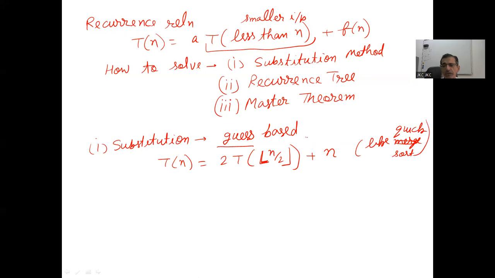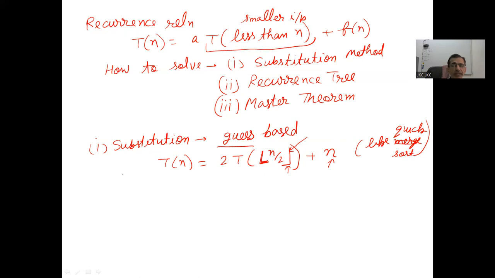Why am I saying quick sort? Because here I'm taking a floor. If n is odd, and if my pivot comes exactly at the middle position, then floor of n by 2 will be applicable for the left side, floor of n by 2 will be applicable for the right side, and finding the pivot's position will take n steps. So I have to solve this.